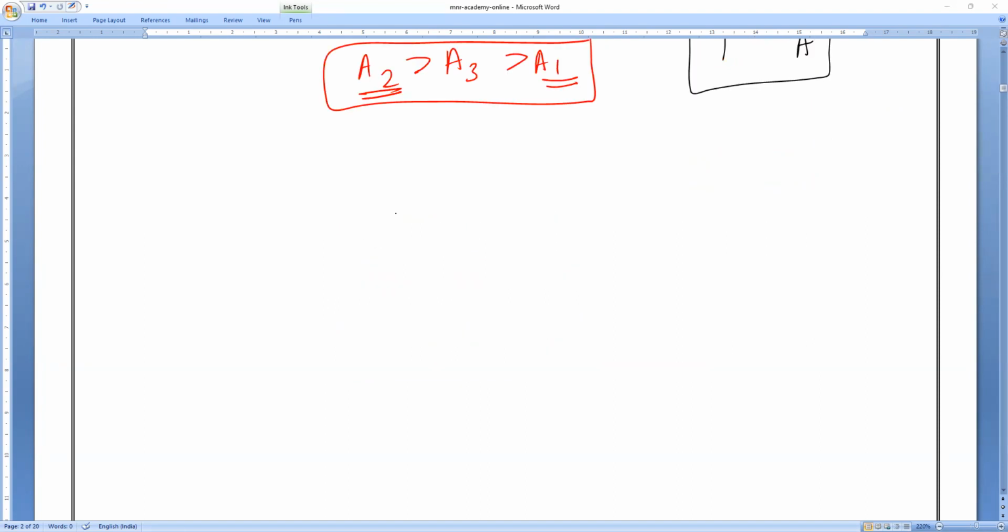Everyone, whenever area is given in square centimeter, you must convert into what? Square meter. This is a CGS unit, and you have to convert into the SI unit.